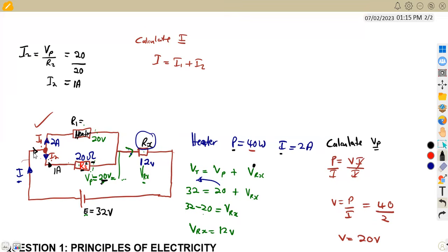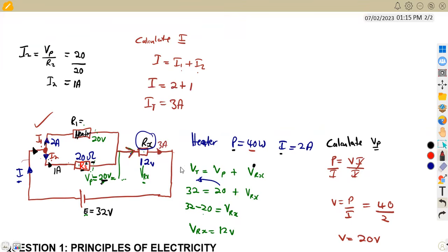As you can see, the current flowing towards the junction, which is the total current, is the sum of these two. So our total current is I1 plus I2. I1 is 2 amps plus I2, which is 1 amp, so we obtain 3 amps. This is our total current, which is the same current flowing across here. So there's a current flowing of 3 amps.